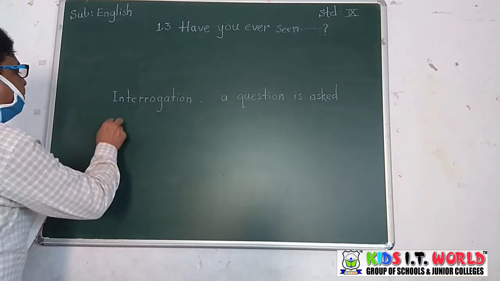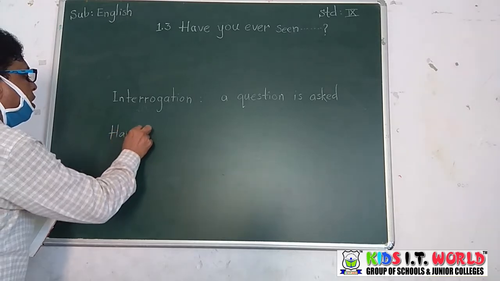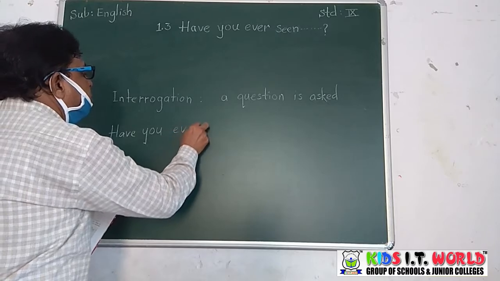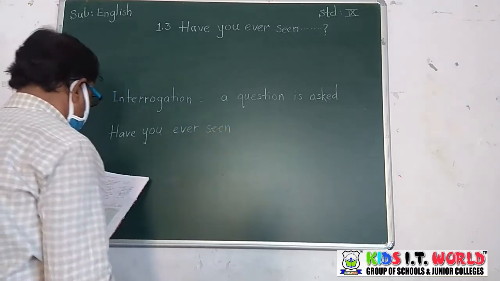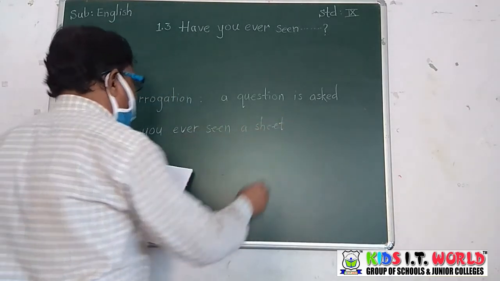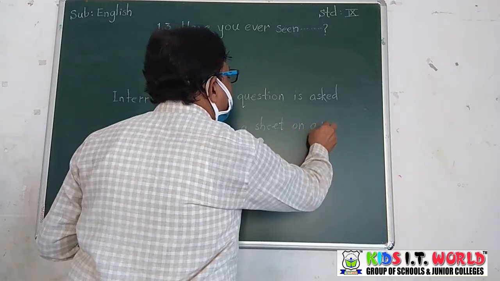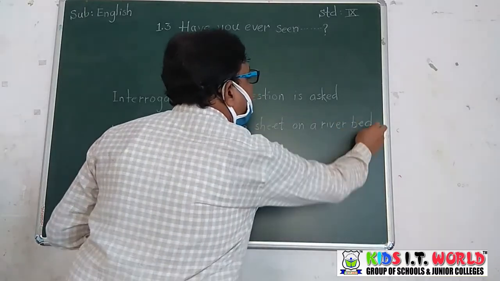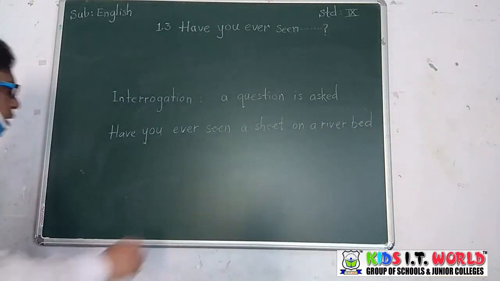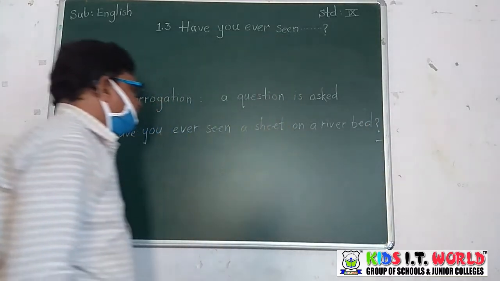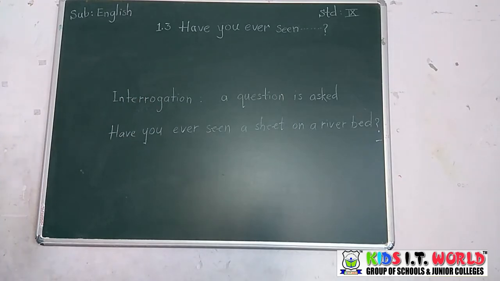I'll write the first one here just to make you understand. Have you ever seen a sheet on a river bed? There is a question mark, and this question mark indicates that this is an example of interrogation. And see, no answer is required here.